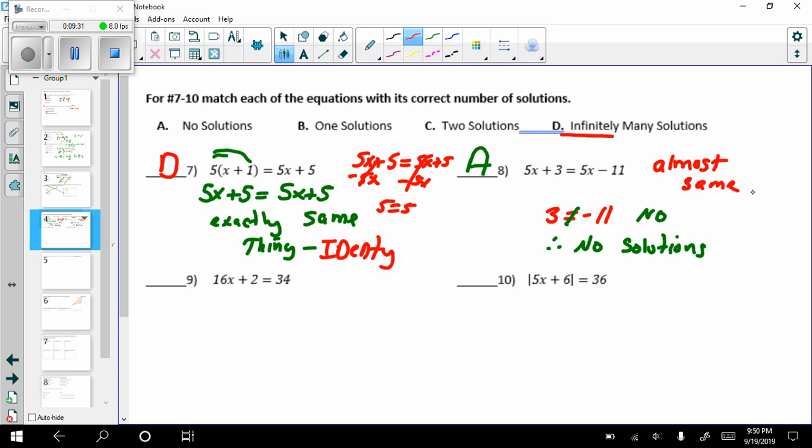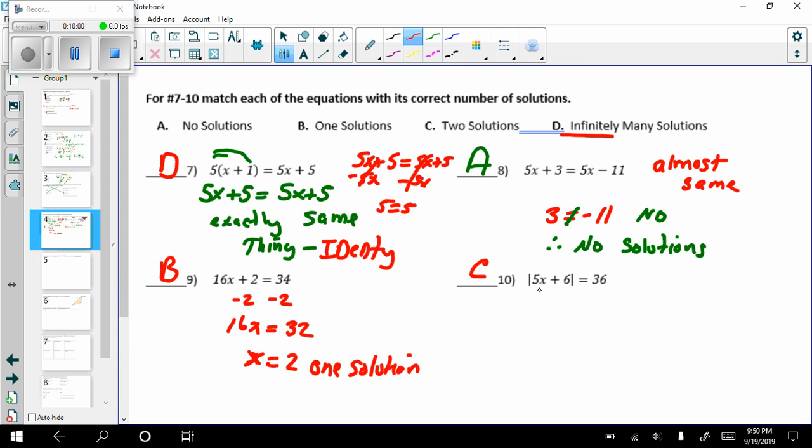But our variables still cancel out. Number 9. This is just a plain old linear equation. I'm going to subtract 2, subtract 2. I get 16x equals 32. x equals 2. And that is just one solution. You did not even have to solve it. Hopefully you just recognize that's just a plain old linear equation. So that is one solution. And finally, by the way, process of elimination, the only thing left is letter C.